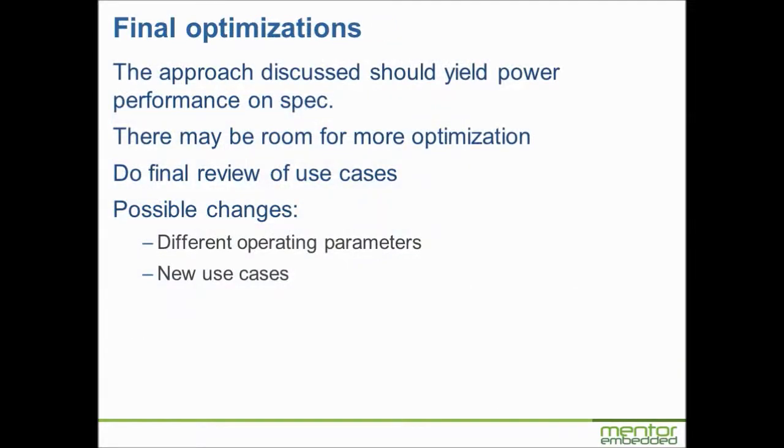At the end of the cycle, you should end up with a design which has got good power performance as you specified. However, there may be room for more optimization. Don't shut your eyes to that possibility. Do a final review and look for other possibilities. There may be different operating parameters you could apply. There may be new use cases you can define. I'm not going to invent any just to illustrate that, but it's always worth being open-minded. Even if your design is set in stone, think about it at the end of the cycle, there may still be opportunities.